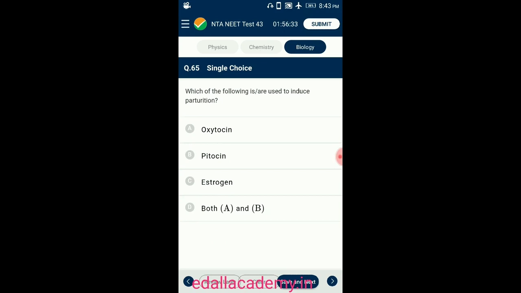Question number 65. Which of the following is used to induce parturition? At the end of pregnancy and completion of a full term, to induce labor or parturition, the doctor may inject oxytocin to the woman. The synthetic oxytocin is called Pitocin, which causes vigorous contraction of the myometrium of the uterus for expulsion of the baby outside the mother's body through the vagina. So the answer for this question is option D, both A and B, oxytocin and Pitocin.